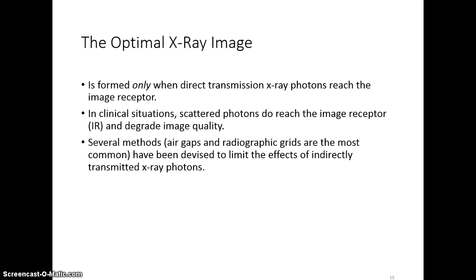So again, that's what you want your image to be, but it can't always be that way. On this slide, it talks about the air gap technique, or using a grid. The air gap technique is putting an OID, or object to image distance, between. So what you do is put your image receptor and then your body part, and there's usually a 4 to 10 inch gap. You can use this instead of using a grid, because the scatter that would be absorbed by the grid is now scattered off in the air.